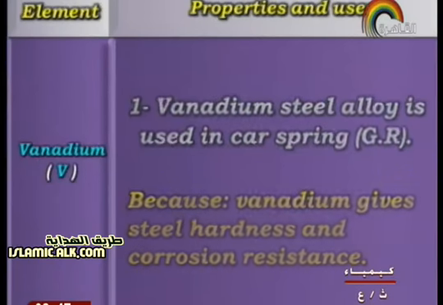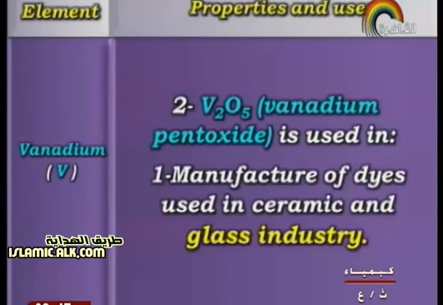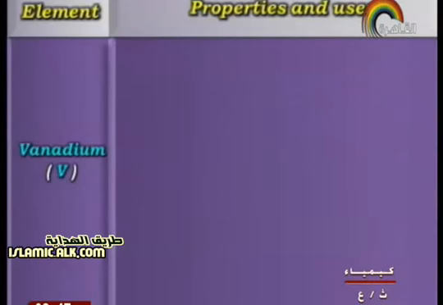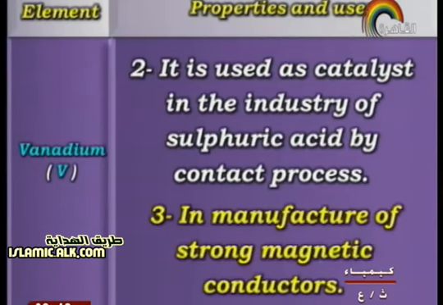The second use for vanadium is using vanadium pentoxide. That is used in, number one, the manufacture of dyes used in the ceramic and glass industry. The second use for vanadium pentoxide is as a catalyst in the industry of sulfuric acid by the contact process or contact method. The third use for vanadium pentoxide is in the manufacture of a strong magnetic conductor.